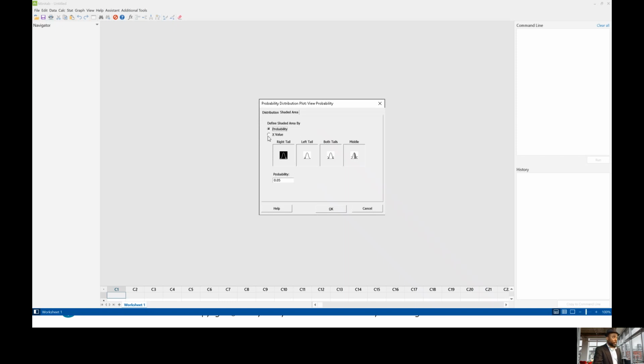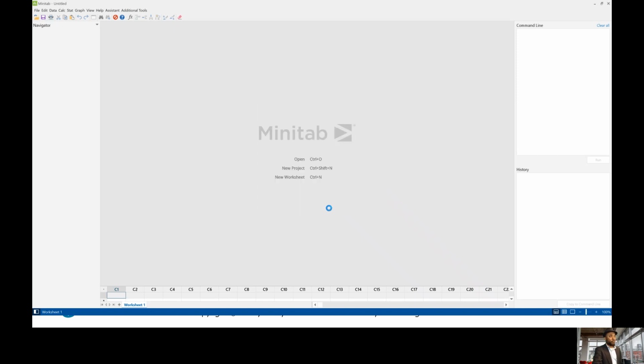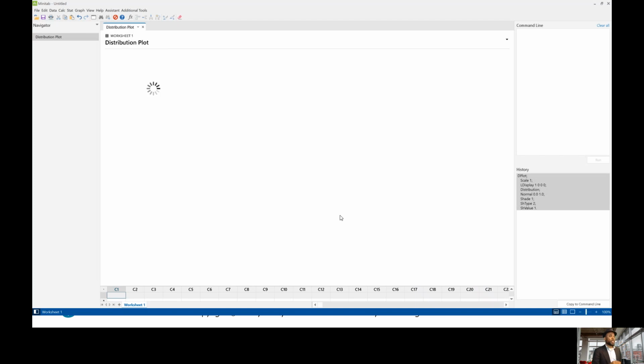How do we do that? First, you click on X value, because the x here will represent the z value, and we want the right tail. So we're looking for the area to the right of the z value of 1. Then you click OK. I love Minitab because it gives you this visual representation. We can see the area of interest is 0.1587, about 15.87%.